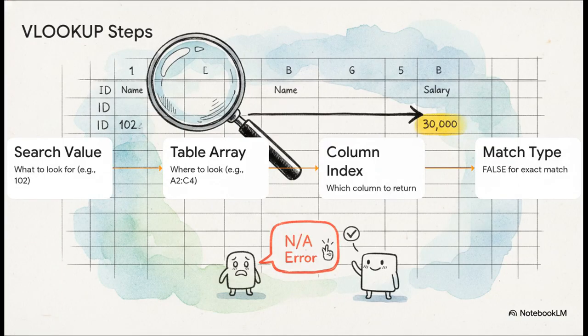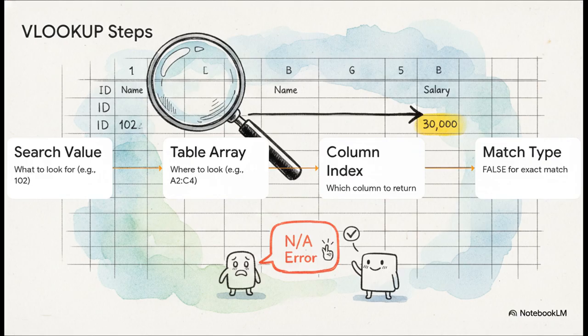Here is exactly how VLOOKUP, which stands for vertical lookup, by the way, acts as your personal data retriever. It just asks you 4 simple questions. Question 1, what is the search value? In our case, the ID number 102. Question 2, what is the table array? That's simply where to look, so we select our whole table.